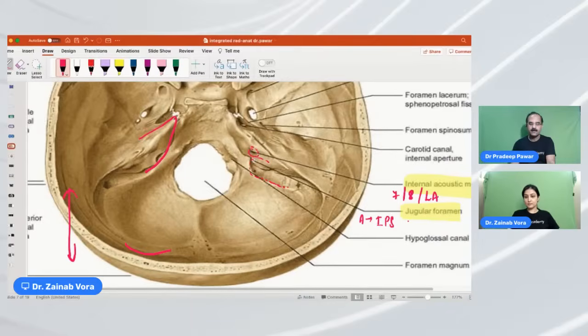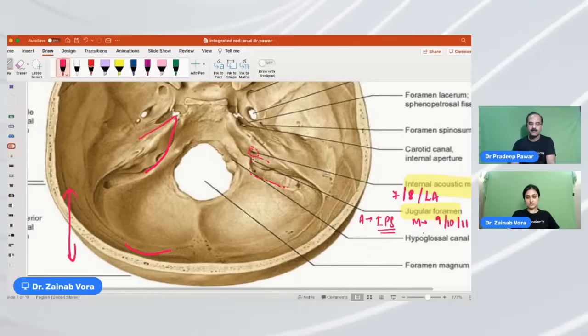And this inferior petrosal sinus gets out through the anterior compartment of the jugular foramen, gets outside the skull, and now joins the internal jugular vein. Right? So the first tributary of the internal jugular vein is going to be the inferior petrosal sinus. Clear? So anterior compartment of jugular foramen, what passes? Inferior petrosal sinus. Through the middle compartment, there are three nerves which exit: the ninth, the 10th, and the 11th nerve.